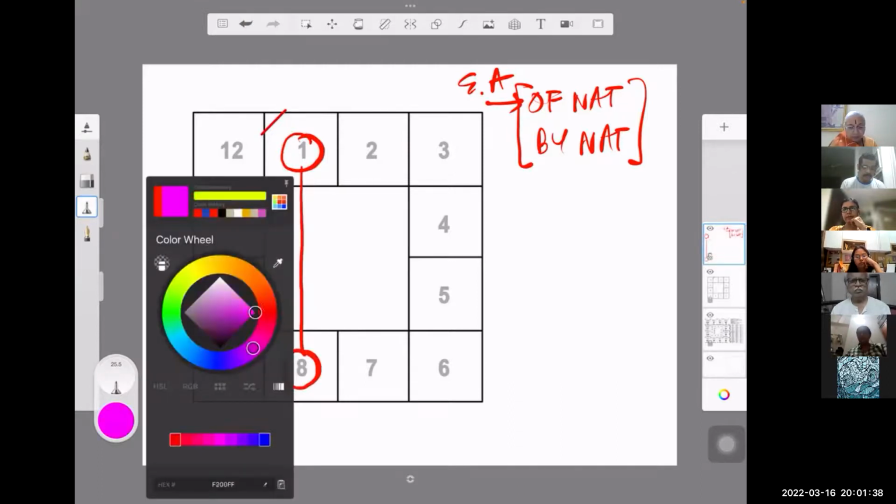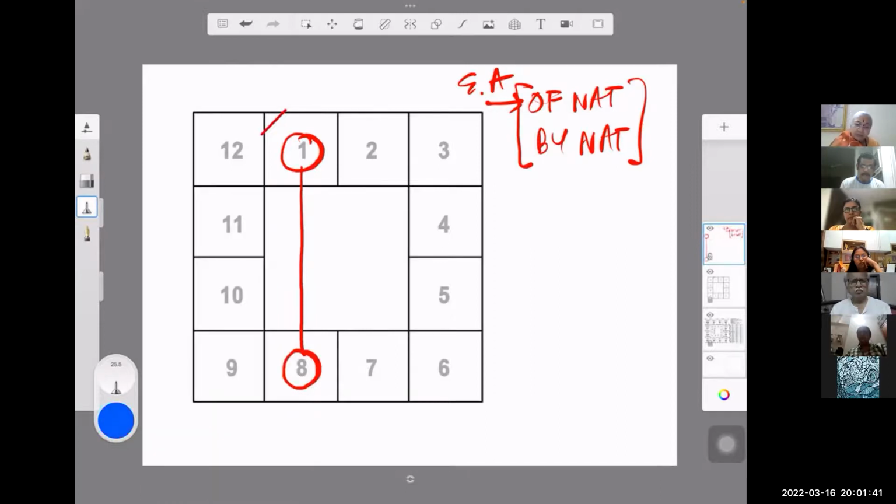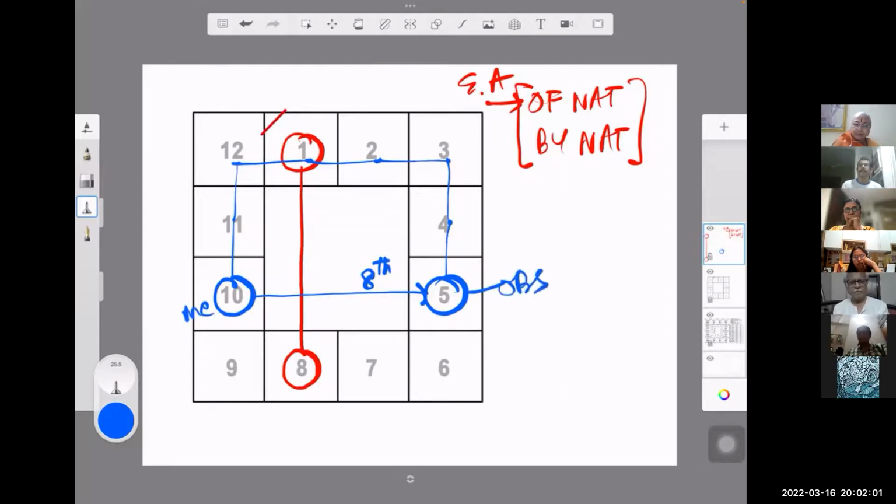Okay, now I'm changing the color. Take any random house, and the 8th from this, I will have to count backwards. 1, 2, 3, 4, 5, 6, 7, 8. This house becomes the 8th, isn't it? So let's say this becomes me, and this becomes my obstacle. So the 5th house is the obstacle to the 10th house.